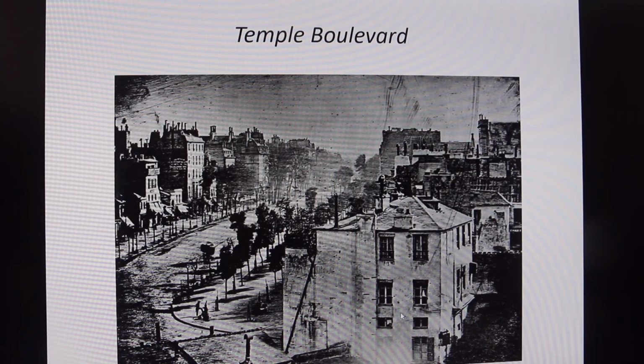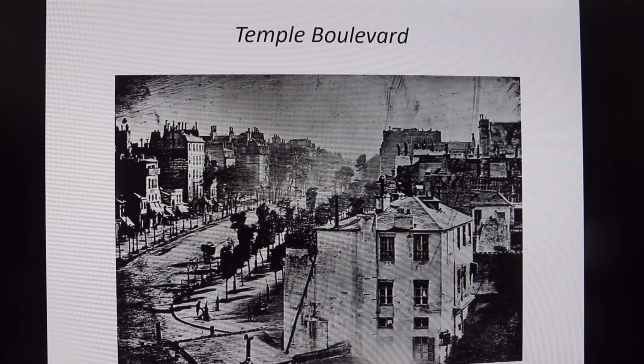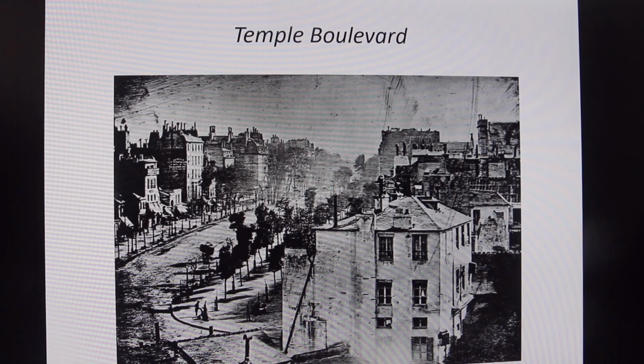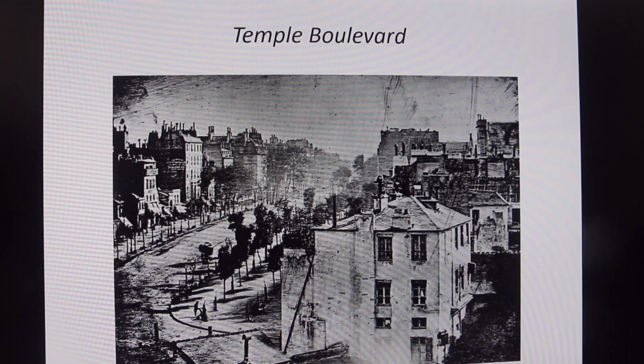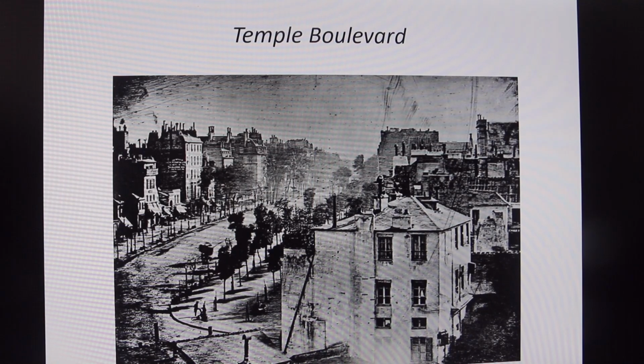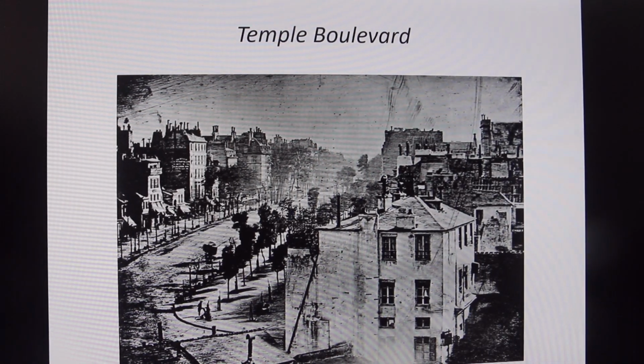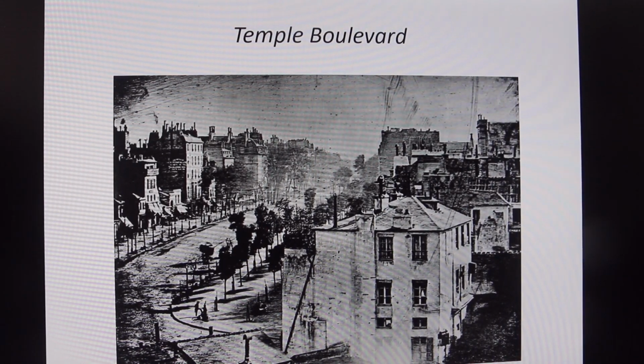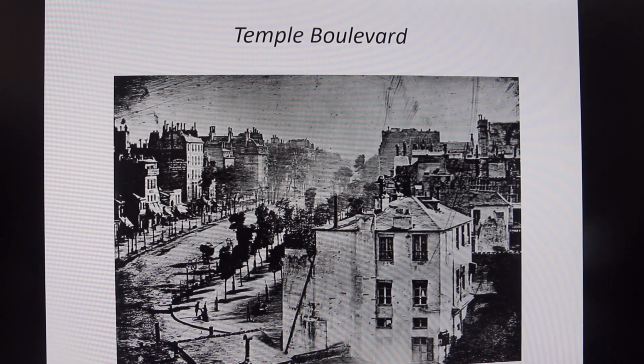He took this photo of Temple Boulevard in Paris, and he took it to the Royal Academy of Science, and he received the patent on photography, and so we call him the inventor of photography. Niepce makes the first image, Daguerre, inventor of photography. You can see here the limitations of these early experimentations and this final product, because as you notice, there's no people here except this one guy.